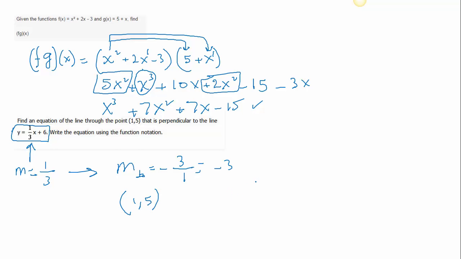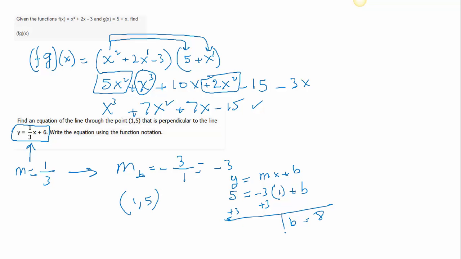We have y equals mx plus b. Y is 5, given. M is negative 3. X is 1. So let's find b. B is the only unknown. Add 3 to both sides. So b equals 5 plus 3, which is 8.